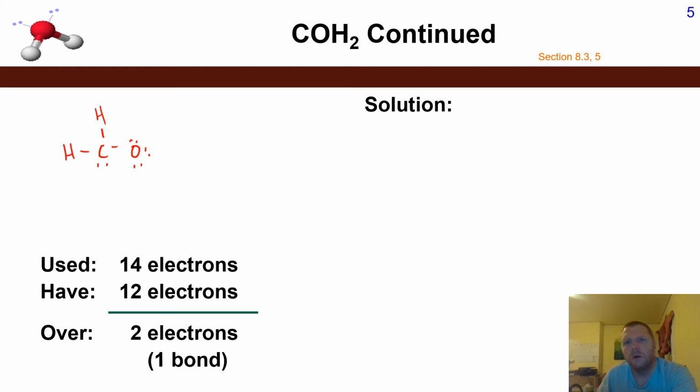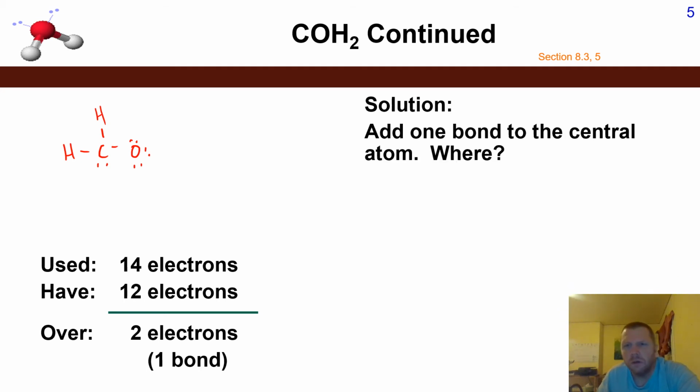So how do we resolve this? We drew too many electrons, or we drew more electrons than we had to work with. So what are we going to do? Well, what we could do is add one bond to our central atom. Okay, so add one bond to our central atom. Well, a bond is coming from something else, so where would that something else be?